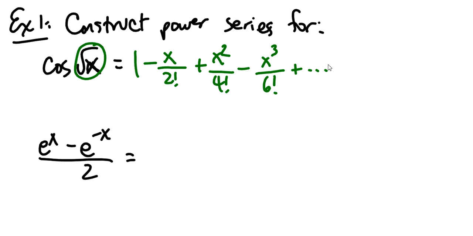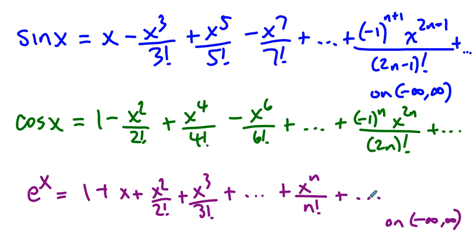That's a power series. This other one, so how does this work? So this is 1/2 the series for e to the x minus 1/2 the series for e to the negative x. Well, the series for e to the x is this one.